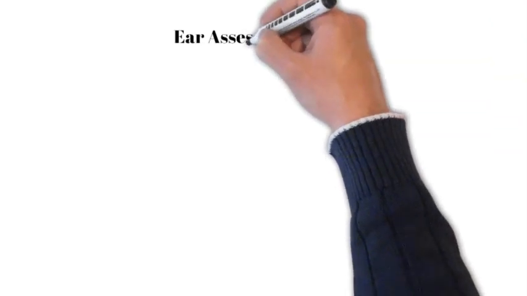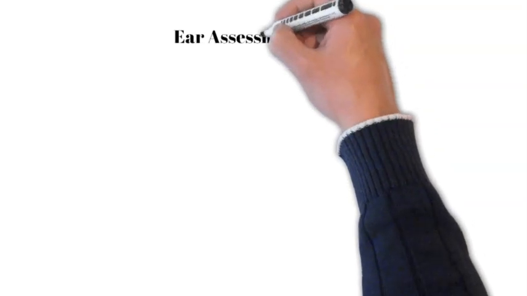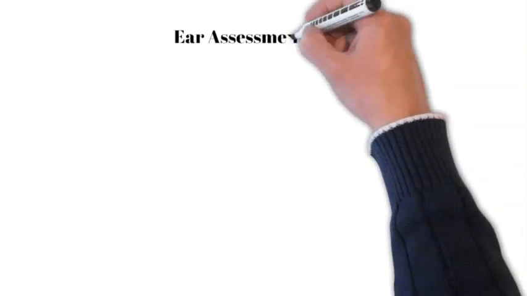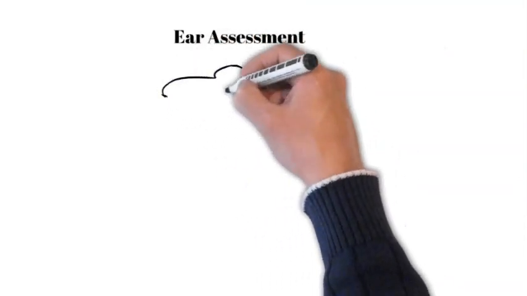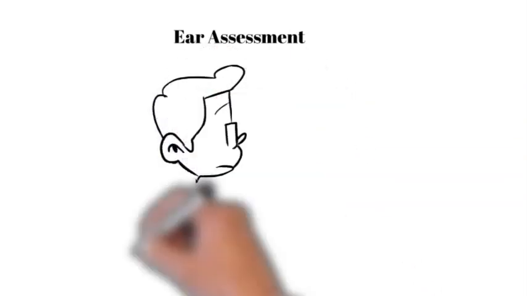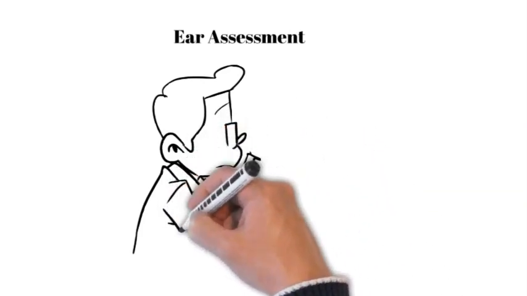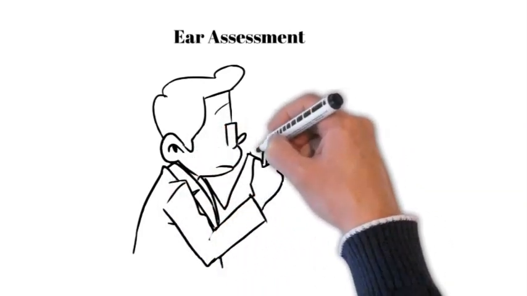Definition of key terms. Otalgia, ear pain. Otorrhea, discharge from the ear. Tinnitus, ringing or buzzing in the ears. Vertigo, a spinning sensation. Hearing loss, a decrease in hearing ability. Presbycusis, age-related hearing loss.